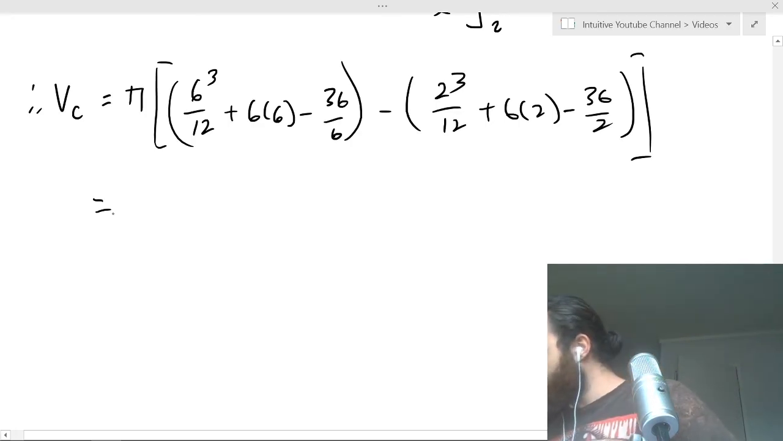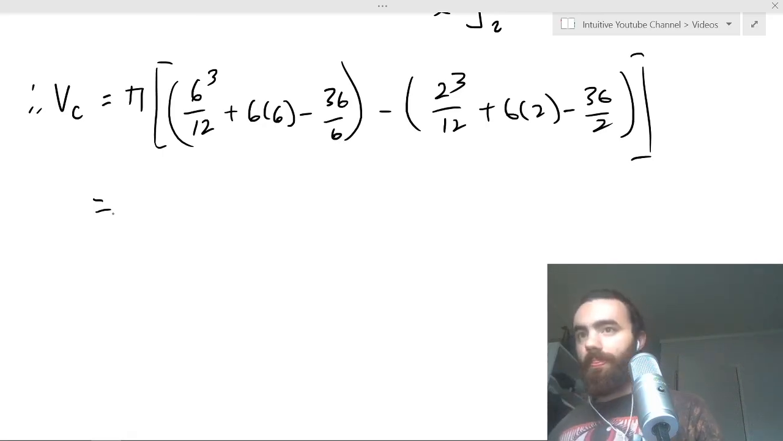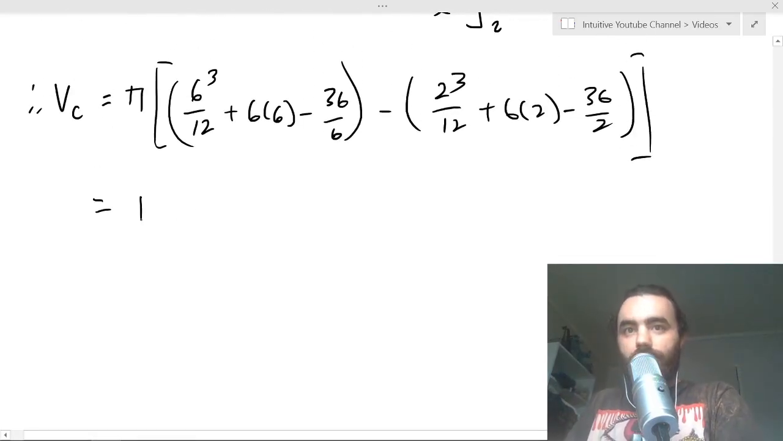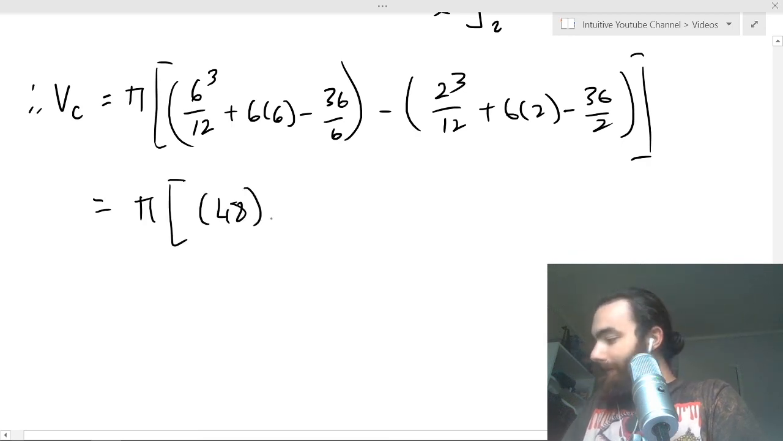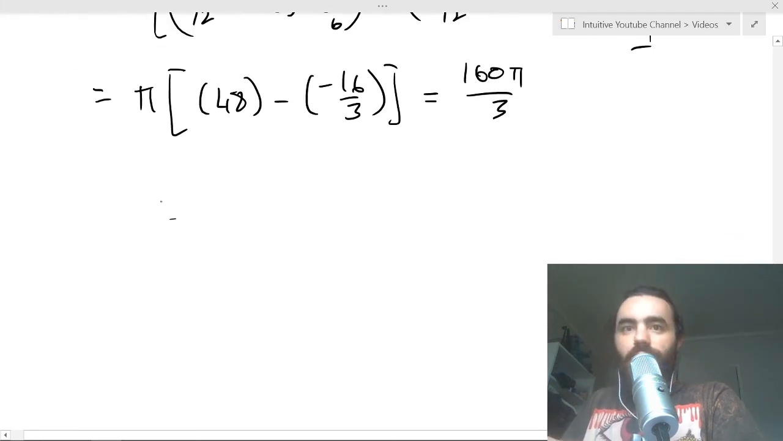And I did this before to save time. So it's 48 minus, this is pi times 48 minus 16 over 3, which gives you 160 pi over 3. So the volume under the curve is 160 pi over 3.